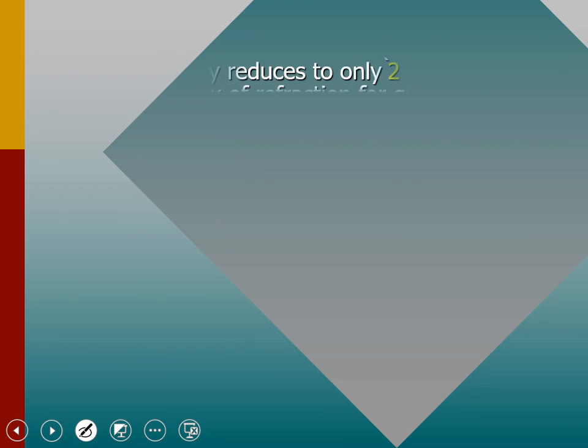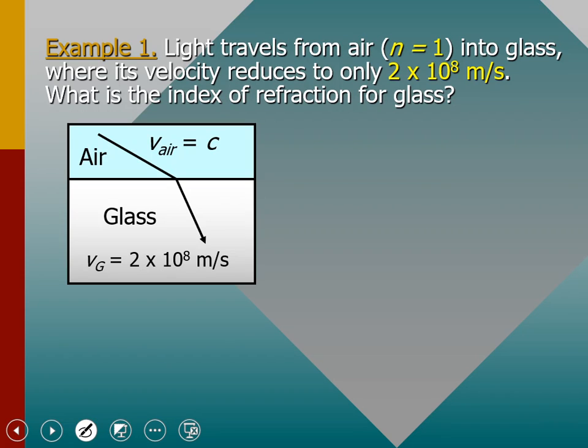Now, we're going to start solving examples. First of all, example 1. Light travels from air, which is n equals 1, lower index of refraction of course, into glass, where its velocity reduces to only 2 times 10 to the power 8 meters per second. So the speed of light in glass is given as 2 times 10 to the power 8, and the index of refraction is given for air by 1. What is the index of refraction in glass? So we need to find the index, which is n in glass.